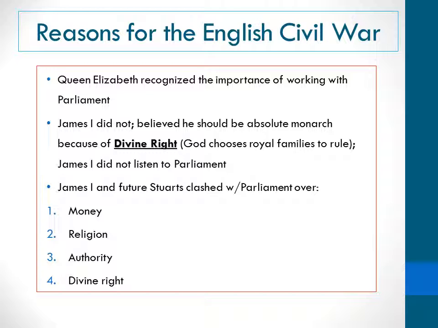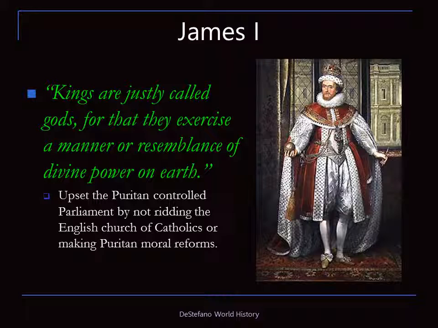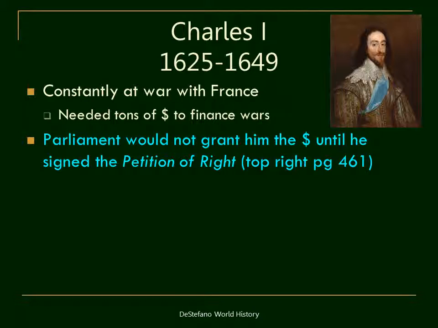And then James also hurt the middle class. He taxed the middle class very heavily, and he focused more on making life good for the wealthy in England. So James was pretty unpopular. And one of his quotes was, "Kings are justly called gods, for that they exercise a manner of resemblance of divine power on earth." He upset the Puritan-controlled Parliament by not ridding the English Church of Catholics or making Puritan moral reforms. Okay. So, James eventually dies in 1625, and his son Charles I takes over.